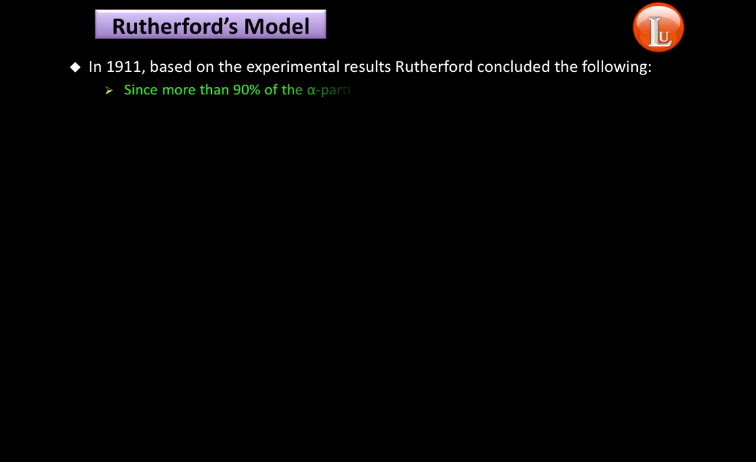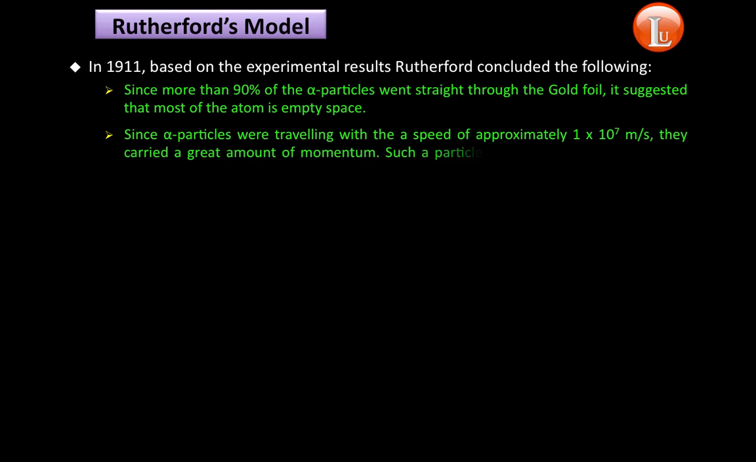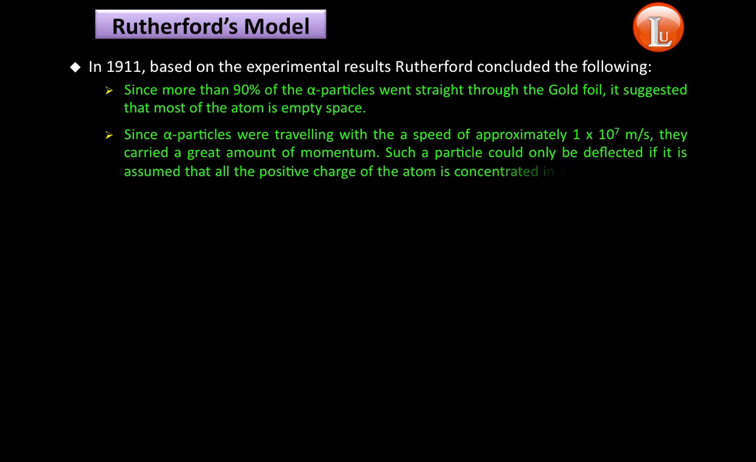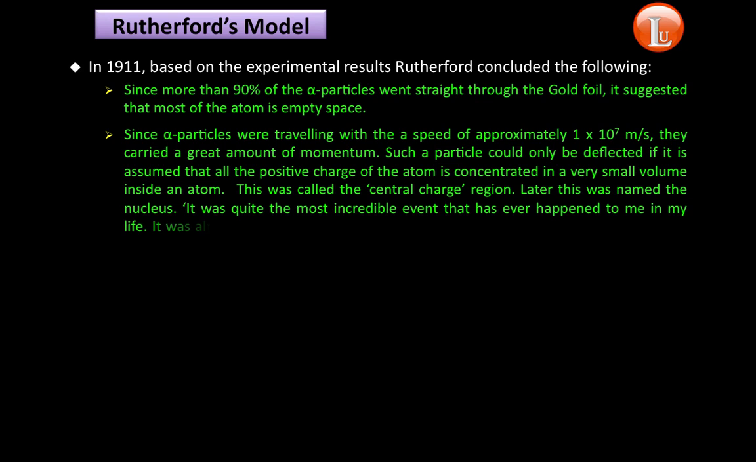since more than 90% of the alpha particles went straight through the gold foil, it suggested that most of the atom is empty space. Since alpha particles were traveling with the speed of approximately 1 into 10 to the power 7 meters per second, they carried a great amount of momentum. Such a particle could only be deflected if it is assumed that all the positive charge of the atom is concentrated in a very small volume inside the atom. This was called the central charge region. Later, this was named the nucleus.